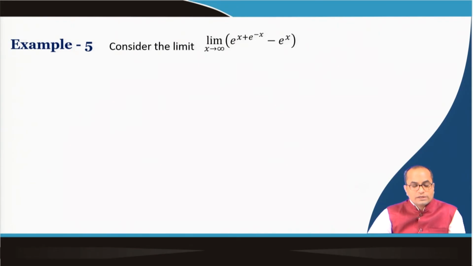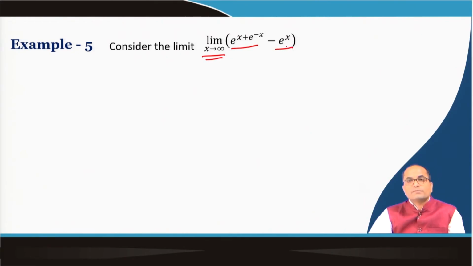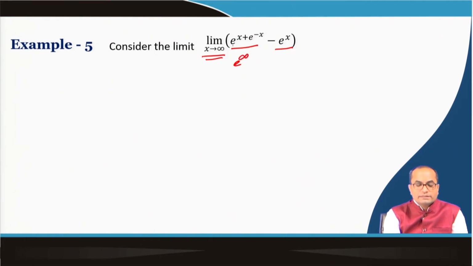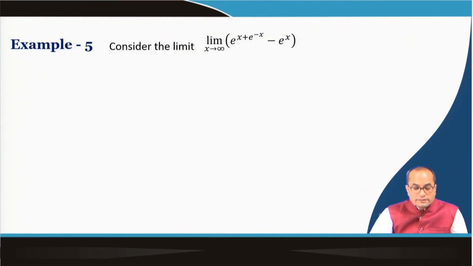Fine. So, now we consider the limit here, limit x goes to infinity, e power x plus e power minus x and minus e power x. So, another example where we have e power infinity and e power minus infinity will be 0. So, e minus e power minus infinity. So, you have the case again infinity minus infinity. So, in this case also we have to handle this by converting this expression into 0 by 0 or infinity by infinity form. So, here it looks simpler because e power x is common in both.